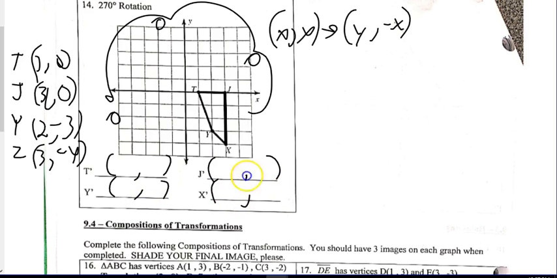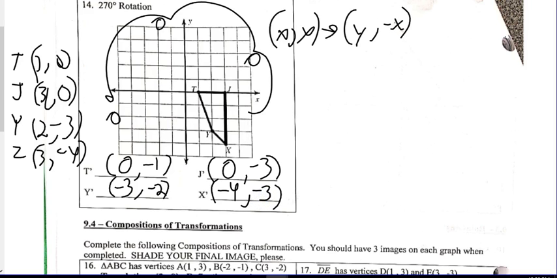And my preference is to move the positive one first. So for T, 0 comes here. For J, 0 comes here. For Y, -3 comes here. And for X, -4 comes here. Now, X is going to move to the back and become opposite. So for T, 1 becomes -1. For J, 3 becomes -3. For Y prime, 2 becomes -2. And for X prime, 3 becomes -3.